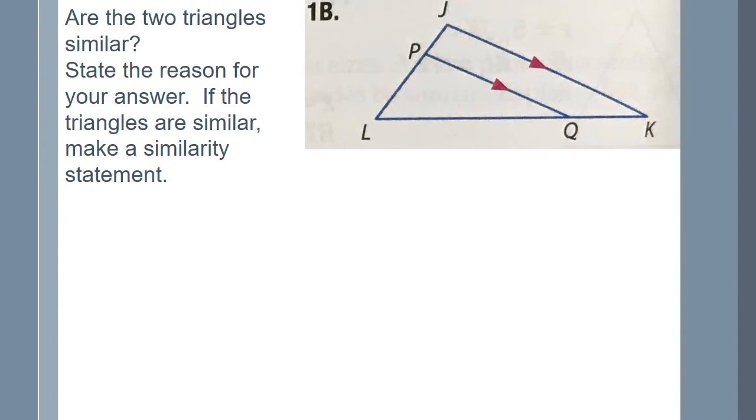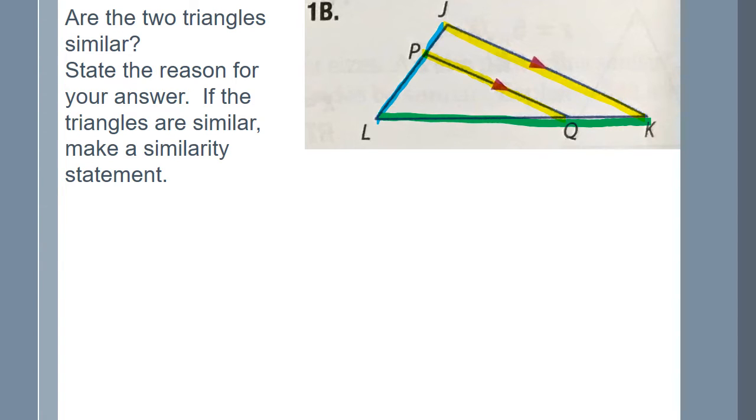Okay, now are these two triangles similar? State the reason for our answers, and if the triangles are similar, make a similarity statement. Okay, so here we go again. We do have something interesting here. We have two parallel lines. And because the lines are parallel, we've got two sets of transversals going on. We've got one transversal right here, and we've got another transversal right here.